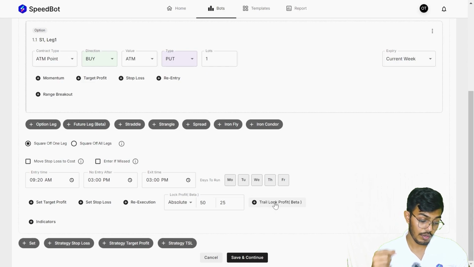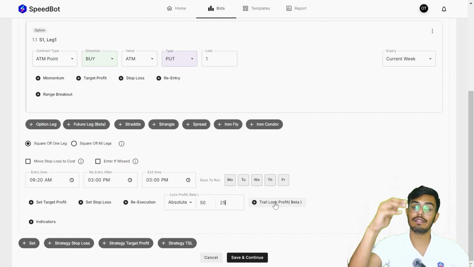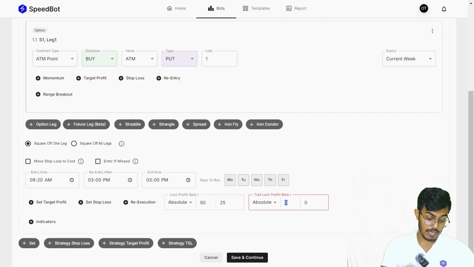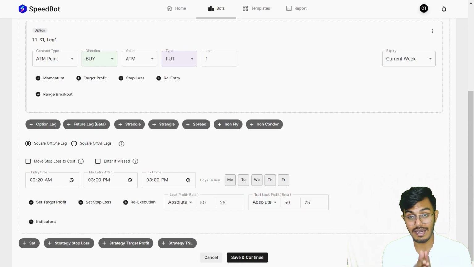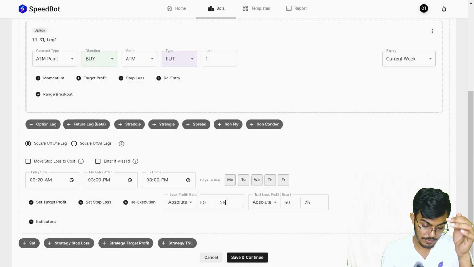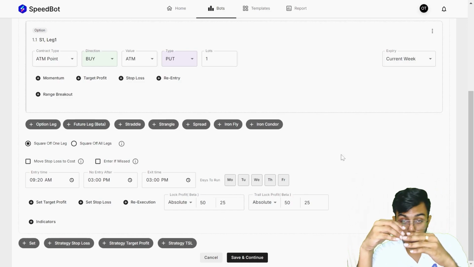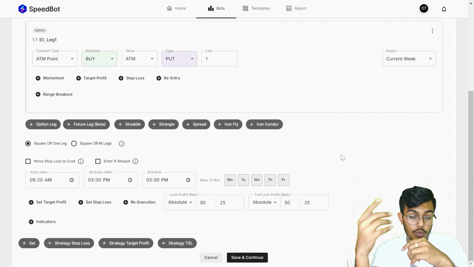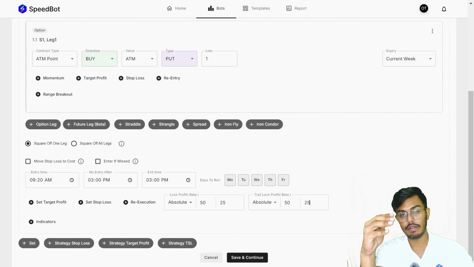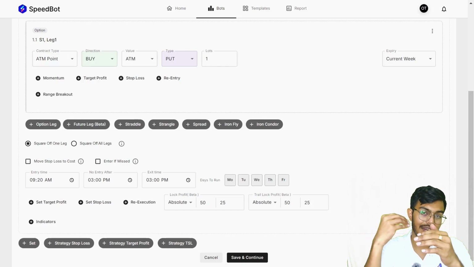Now, instead of just locking my profit, if I want to trail this lock, that is, I want to move up my lock, then in that case I can also add the trail lock profit. That is, from 150, if the market moves by another 50 rupees, I would like to move my lock by another 25 rupees. So whenever my market was at 150, my lock profit initially was at 125. Now, when the profit goes another 50 rupees in my favor, that is, it reaches 200 rupees, the lock which was at 125 would move by another 25 rupees, that is, to 150. So I'll be able to trail my lock.